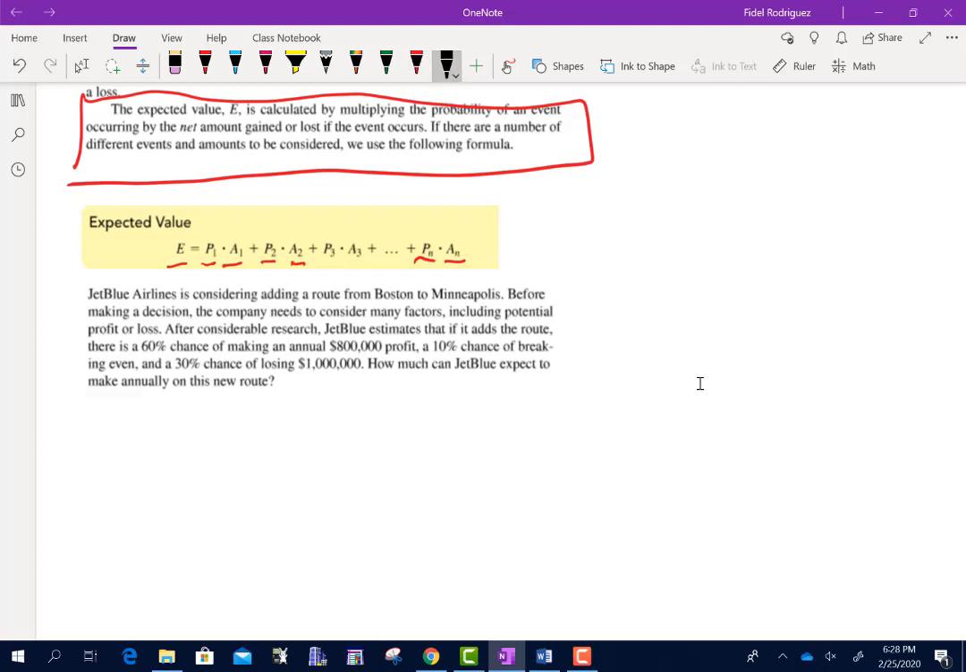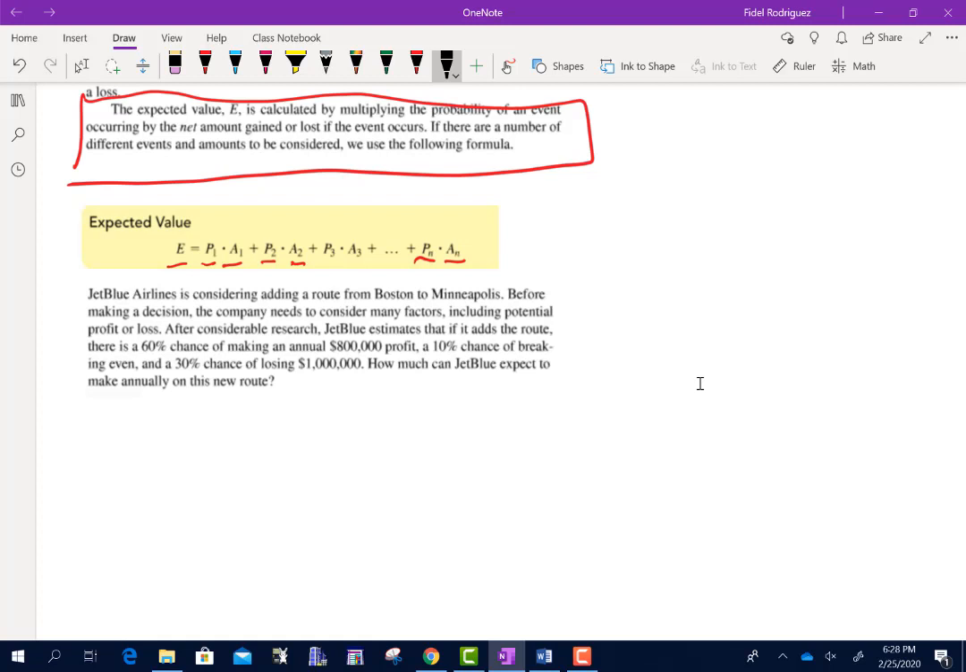It says JetBlue Airlines is considering adding a route from Boston to Minneapolis. Before making a decision, the company needs to consider many factors, including potential profit or loss. After considerable research, JetBlue estimates that if it adds the route, there is a 60% chance of making an annual $800,000 profit, a 10% chance of breaking even, and a 30% chance of losing $1 million. How much can JetBlue expect to make annually on this new route?